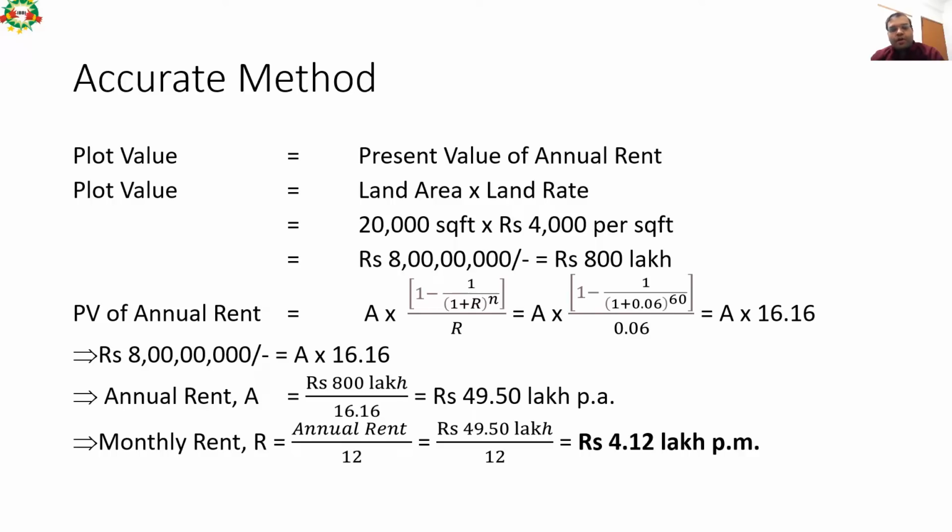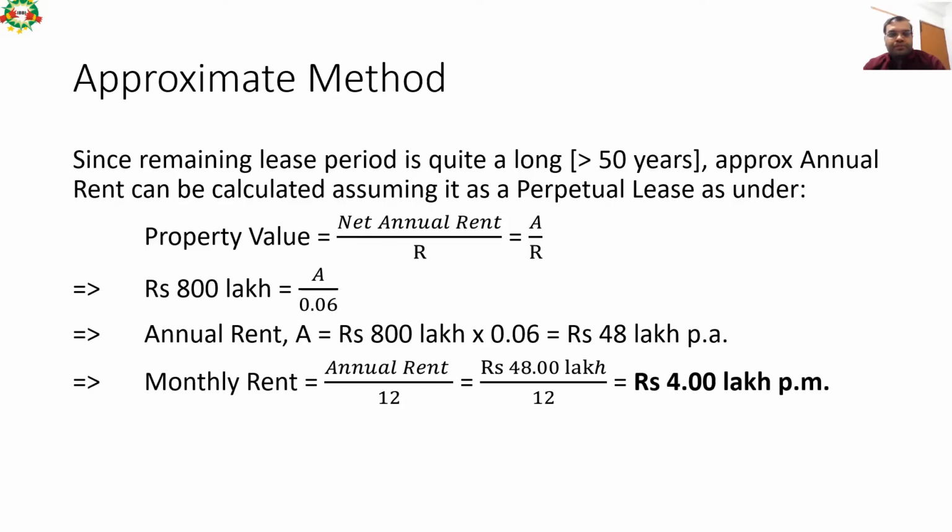Let us see how we can calculate this monthly rent through the approximate method also. In the previous case we calculated the year purchase for 60 years. In the last session we discussed that if the remaining lease period is more than 50 years, we can reasonably presume that we can use the formula of perpetual lease also. So if we assume a perpetual lease of this property, then property value will be net annual rent divided by R, which is the capitalization rate. So A divided by R.